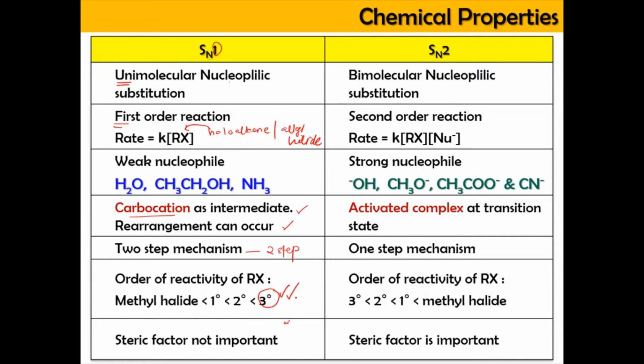Okay. So SN2 is a bimolecular nucleophilic substitution, and because it refers to number 2, it is a second order reaction, where the rate depends on the concentration of the haloalkane and the concentration of the nucleophile.